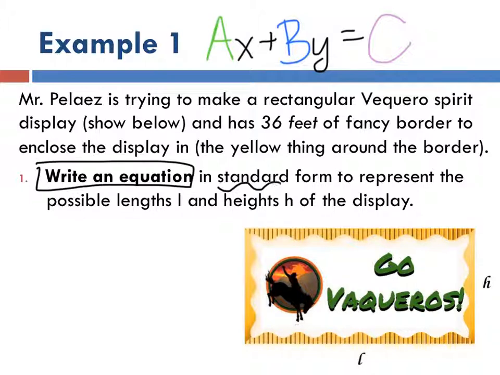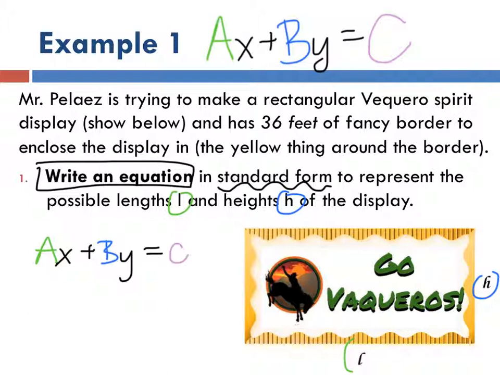In standard form. Remember, standard form is shown up here: ax plus by equals c. To represent the length L and the height h of the display. Let me actually circle this. So I actually already gave you a hint. We know that we want ax plus by to equal, you probably already guessed it, c. So I want you to think about this first off. Before we even start, I want you to think about what we want to do.